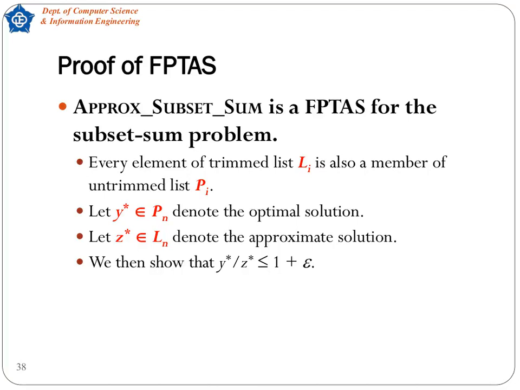Next, we define y* in P_n as the optimal subset sum value, and z* in L_n as the value returned by our approximation algorithm. The heart of the argument is to show that the ratio y*/z* is at most 1 plus epsilon. Establishing this bound completes the proof that approx_subset_sum not only runs in polynomial time, but also guarantees a 1 plus epsilon approximation of the optimal solution.